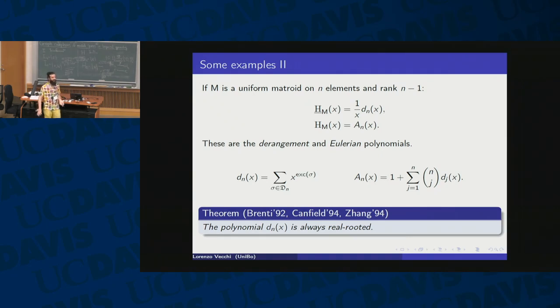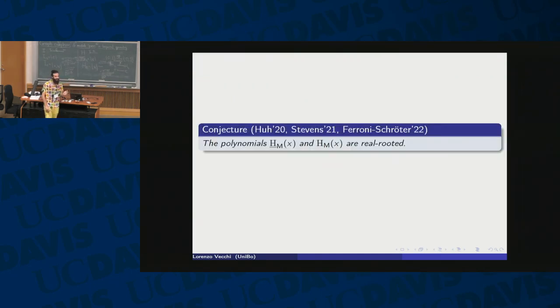So I hope you see where I'm going with this pattern. The conjecture is that the Chow polynomial and the augmented Chow polynomial of every matroid are always real-rooted. This was first observed by June Huh, Matthew Stevens, and by Luis Ferroni and Benjamin Schröter.